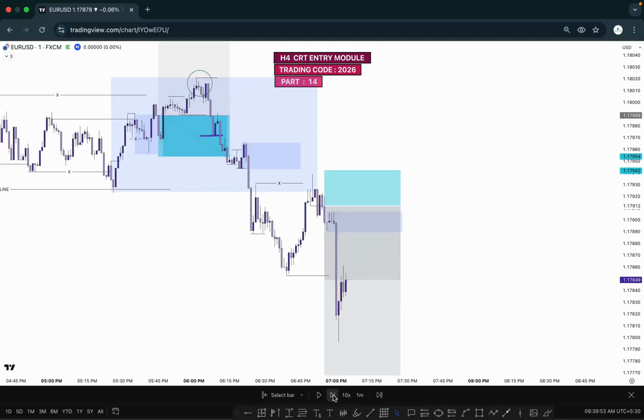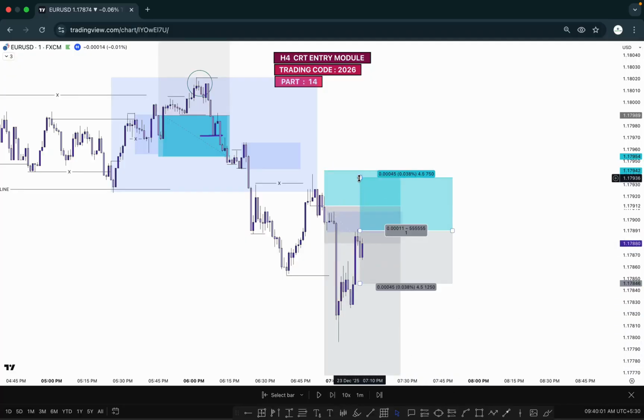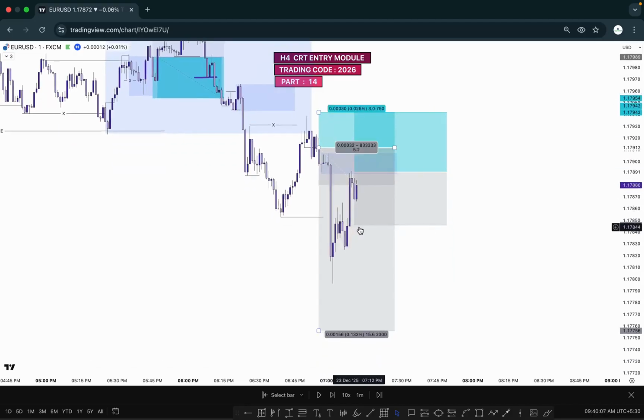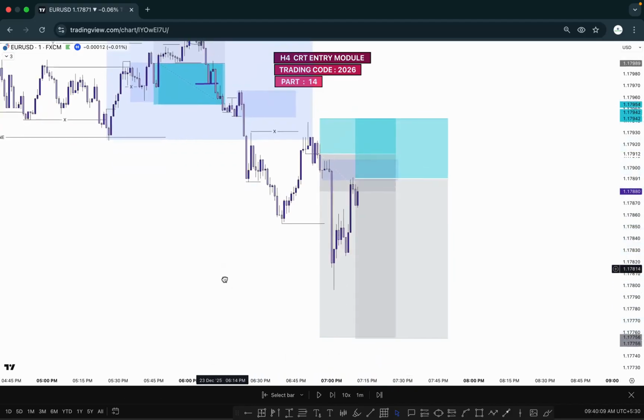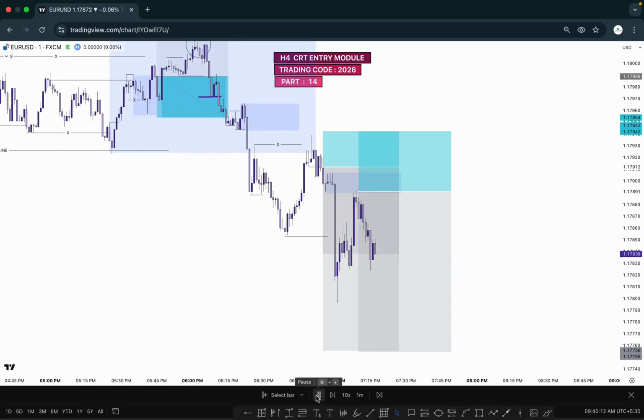So we can wait for it to mitigate this zone. If price mitigates this zone, we can enter here for a sell and put the stop loss just above the previous swing high, not this one, because this can be swept anytime. So you need to put the stop loss just above the previous swing high, and the target should be right here. Let's see what happens next and how price reacts here.